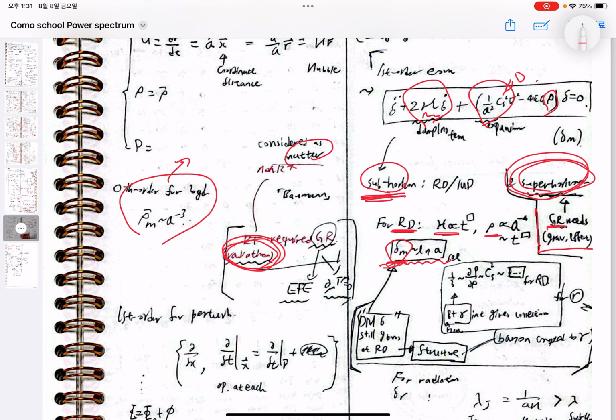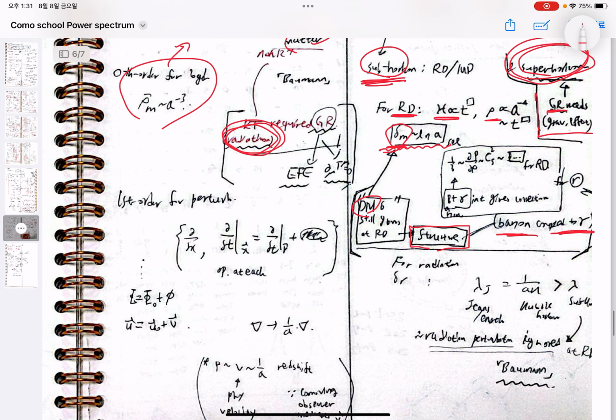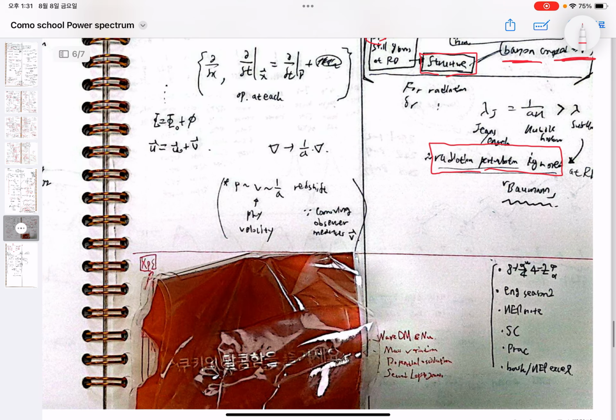But for the baryon case, the baryons are coupled to the photons, so they cannot behave like that. But the dark matter density fluctuation still grows during radiation dominance, which eventually makes the structure. But for the radiation one, the Jeans length corresponds to the horizon, so it is sort of a sub-horizon case. The radiation cannot grow in such a radiation-dominant era.